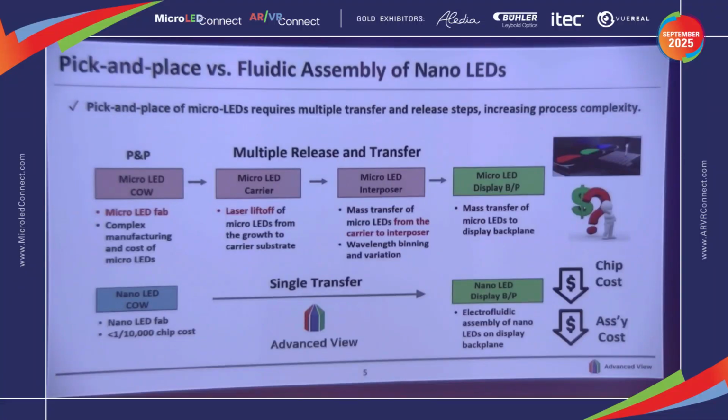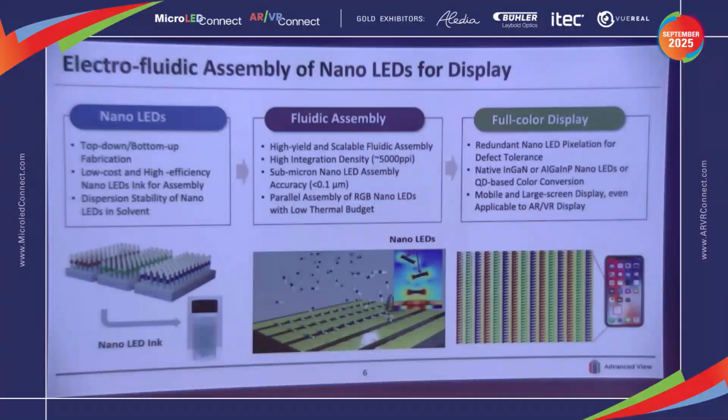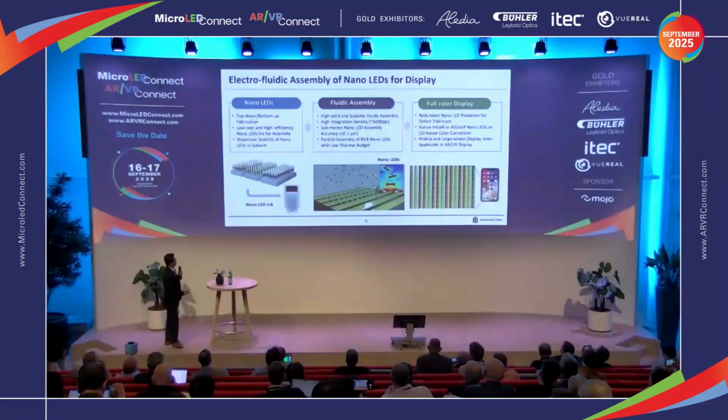From the nano-LED COW, we can then assemble them on the display backplane, which lowers the chip cost and also the assembly cost. That's our unique process. This illustrates how we address the key limitations of the micro-LED process.